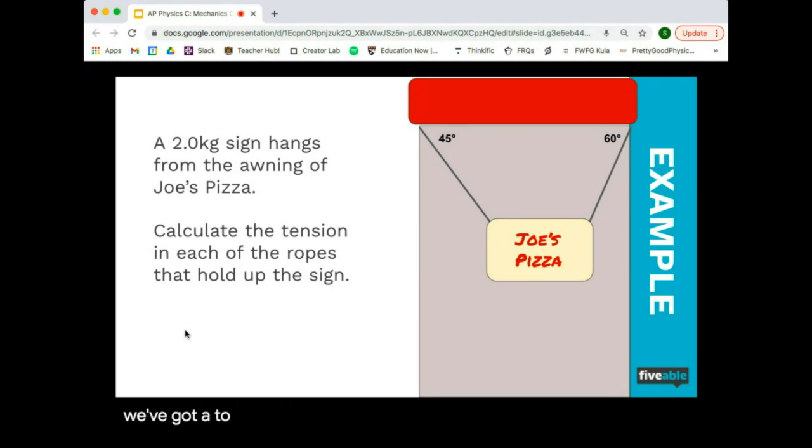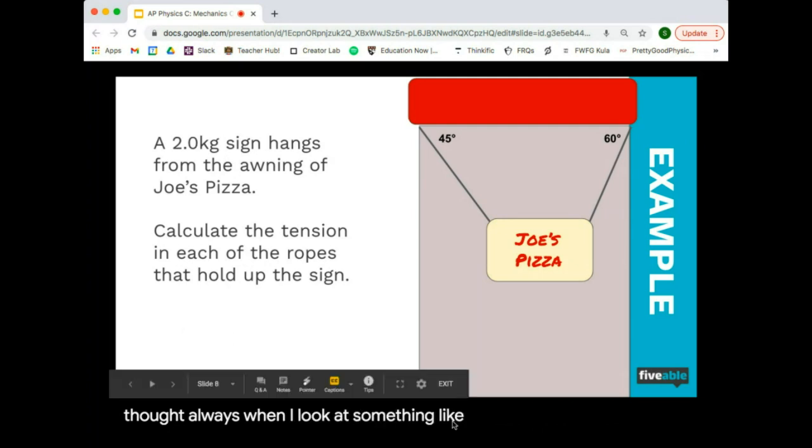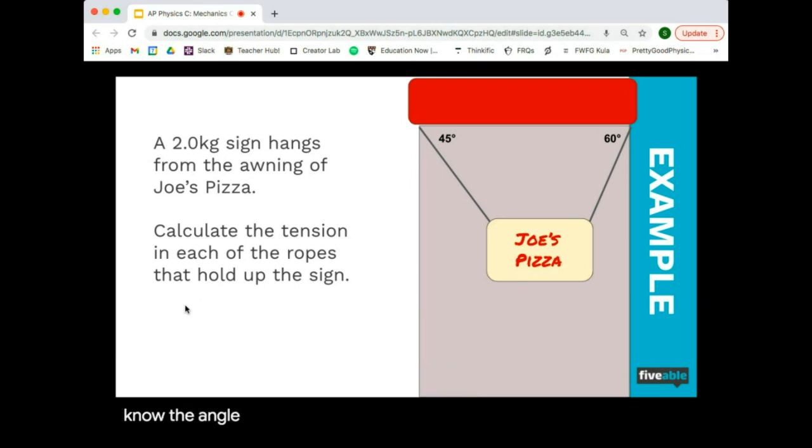We've got a 2 kilogram sign that hangs from the awning of Joe's Pizza. Joe's Pizza is not a real place. I made it up, but it will work for this. We're looking for the tension in each of the ropes that hold up the sign. My first thought always when I look at something like this is, oh man, there's almost no info here, right? All I know is the mass of the sign, and I know the angles of the ropes. We see 45 and 60 up here. But that's actually enough to answer this question.